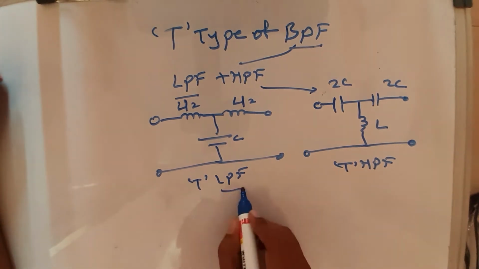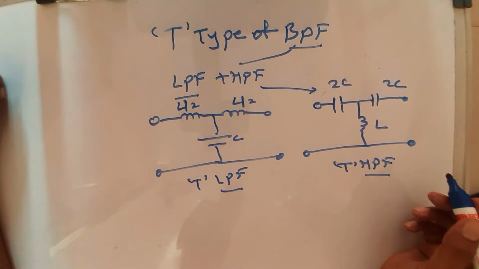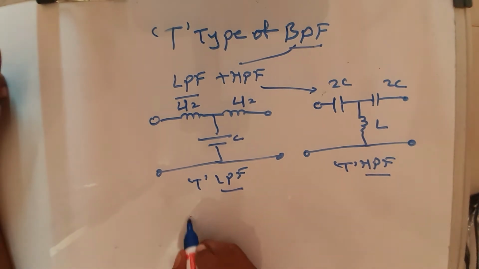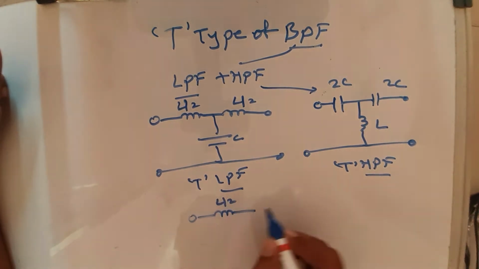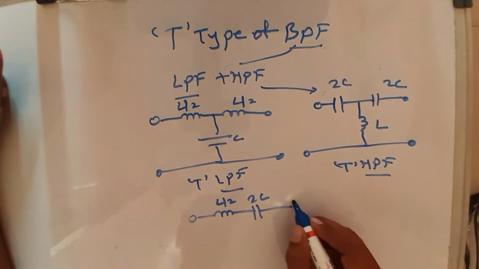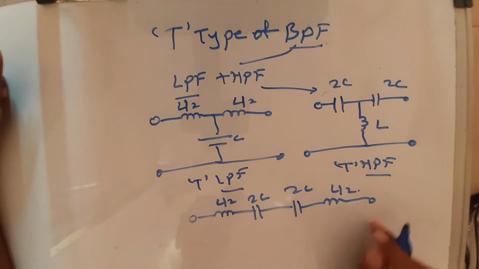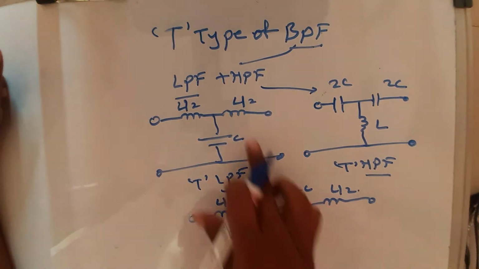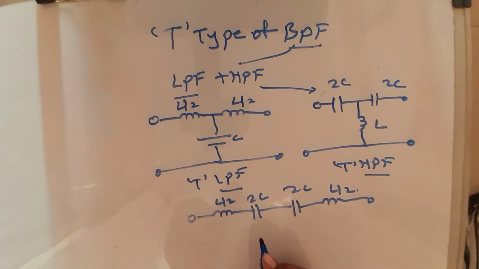So T type low pass filter and T type high pass filter will combine. That will form the T type of band pass filter. So I will take it first, that is L by 2. Then again this 2C, and again L by 2. Okay, this is series arm. So just check it, all four components are connected, L by 2, L by 2, and 2C, 2C, and this will be the shunt arms.